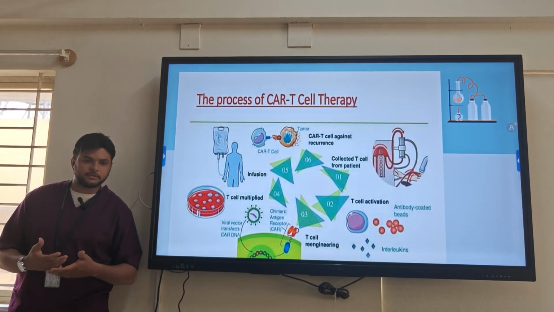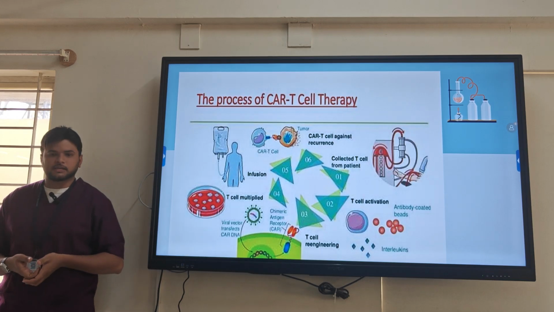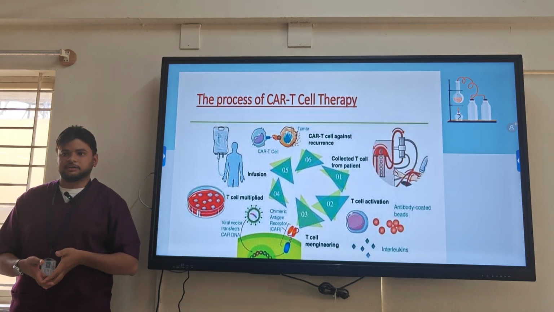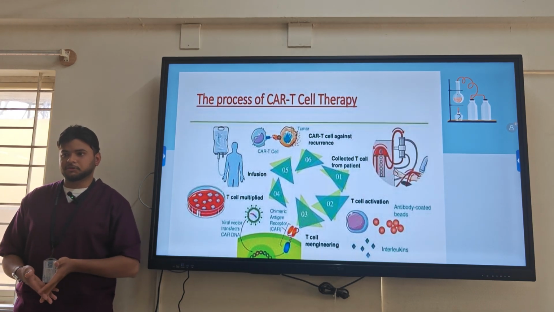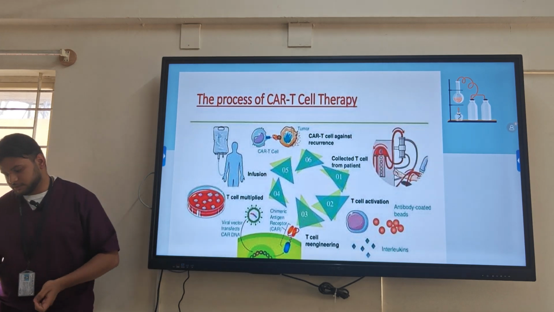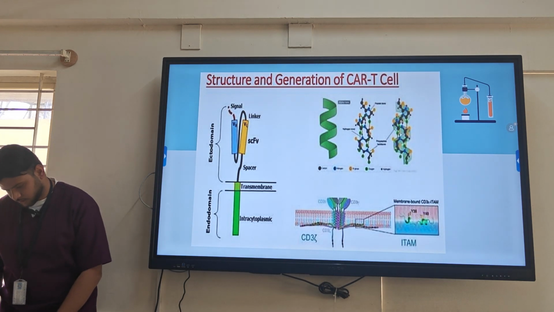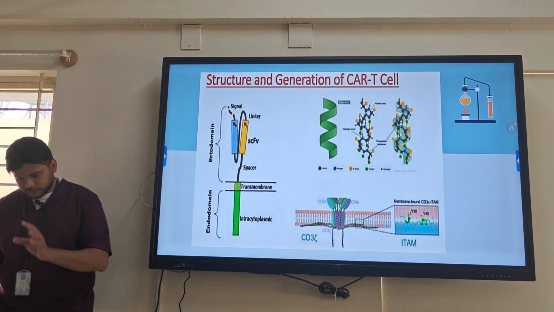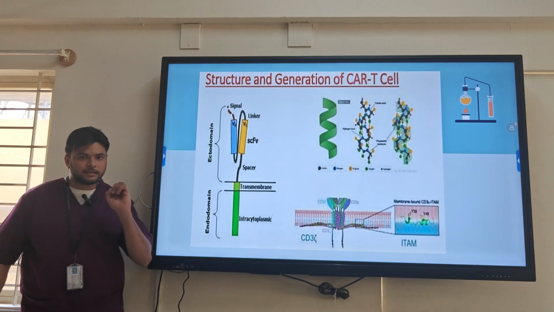If recurrence happens, in this also recurrence happens. It's not like once the patient goes through the immunotherapy the cancer will be almost destroyed. So there can be recurrence. That's the process. This is the structure. I won't take much time on this, just enough for you to understand.